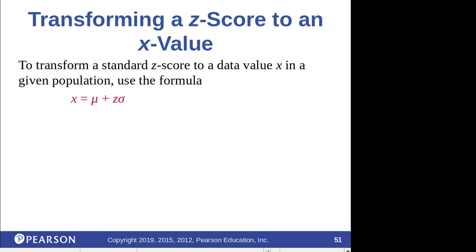And the book gives it to us in this format, where we have the x value is equal to the mean plus the z-score times the standard deviation. And this works our way through.